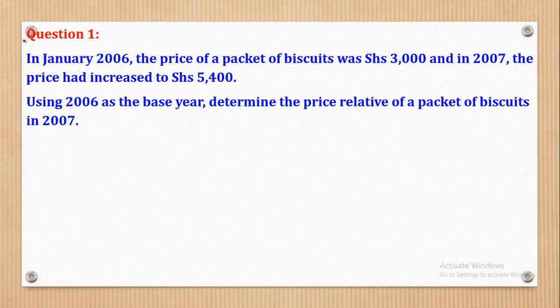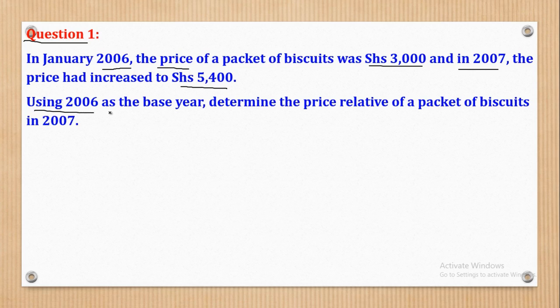With that, we shall go through these questions. Question 1 says, in January 2006, the price of a packet of biscuits was shillings 3,000. And in 2007, the price had increased to shillings 5,400.